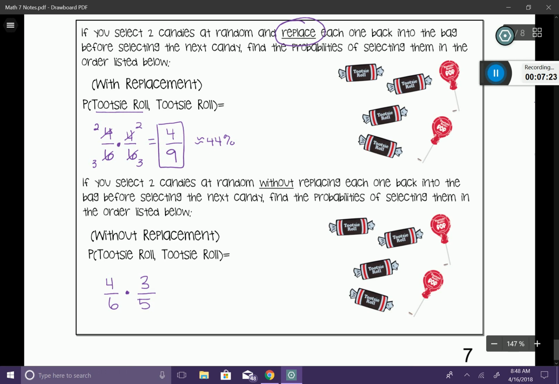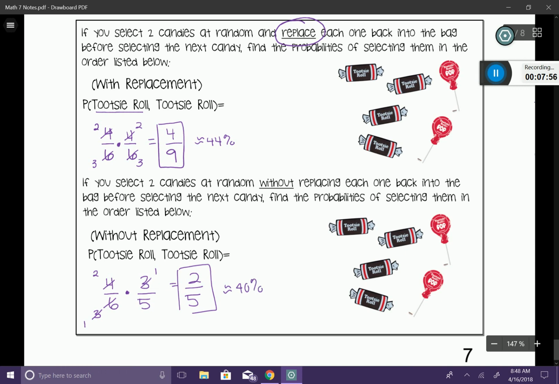I can do my simplifying. 4 divided by 6 can be simplified to 2/3. You can see that my 3 and my 3, diagonal from one another, can also be simplified. 3 is divisible by 3, and 3 is divisible by 3. Now all of my numbers are simplified. 2 times 1 is equal to 2, and 1 times 5 is equal to 5. So my probability of that situation actually happening is 2/5, which is approximately 40%.